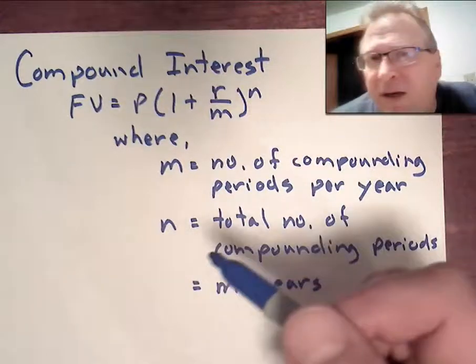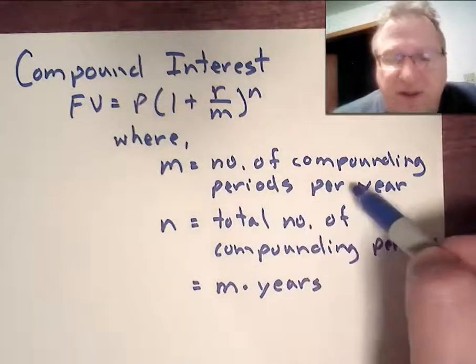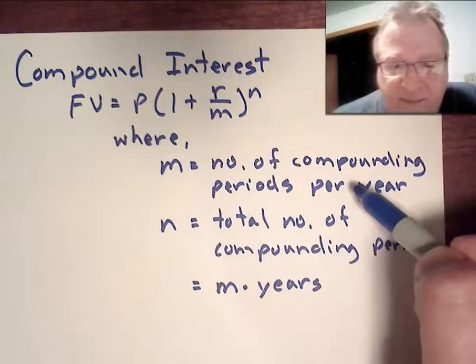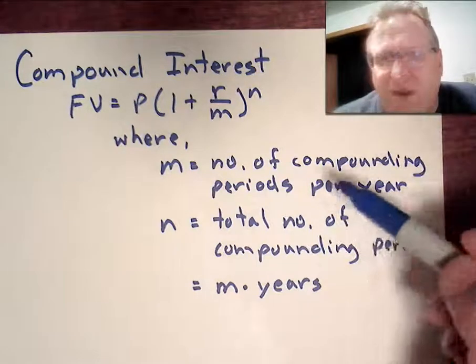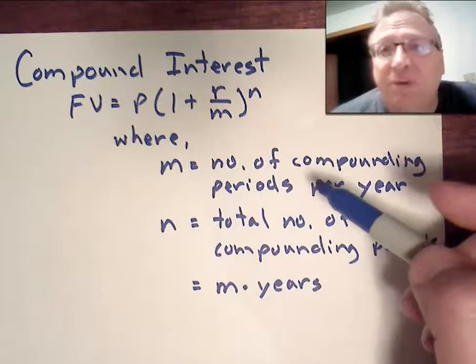What if we're only compounding quarterly, 4 times a year? Well, that's our answer. M is equal to 4 for quarterly compounding. What about for annual compounding? Then what is M? Well, let's see. We're doing it once per year. M is equal to 1.